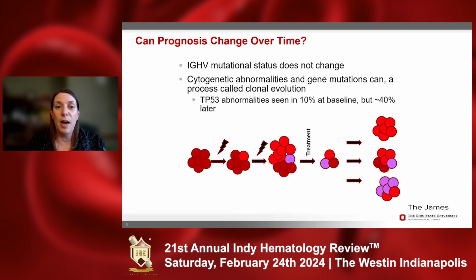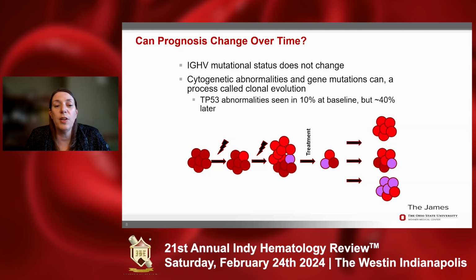So one thing that is really important is whether prognosis can change over time. A lot of times we'll check prognostic status at the time of the patient's diagnosis, and then do you need to actually repeat these things? So the IGHV mutational status, that's what I discussed, kind of split CLL into two groups: mutated, which is more slow growing; unmutated, which is more fast growing. That does not change over time, so never needs to be repeated.